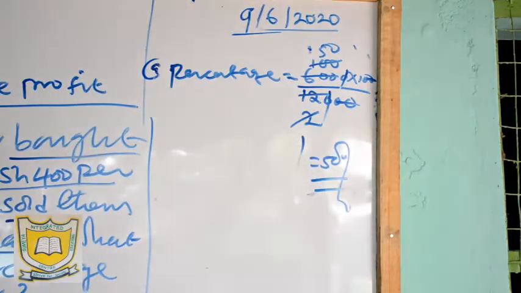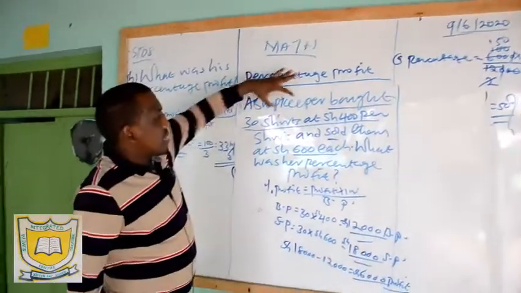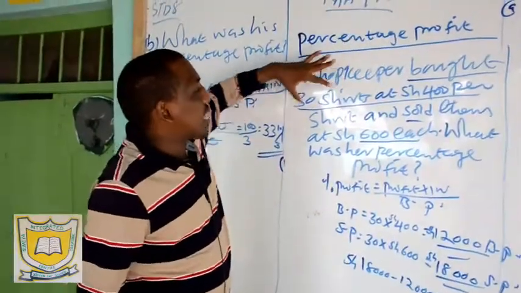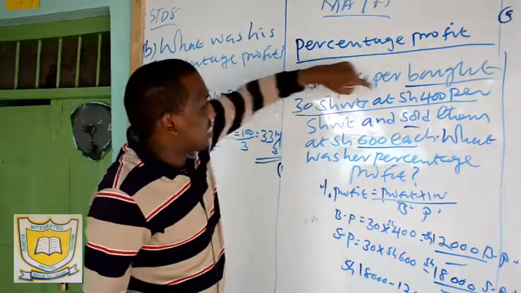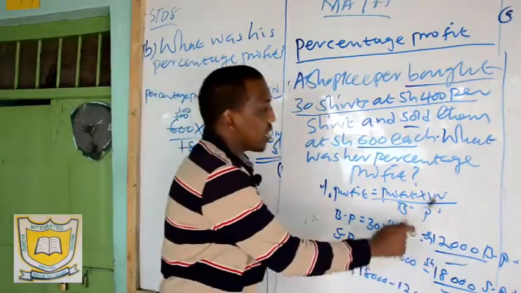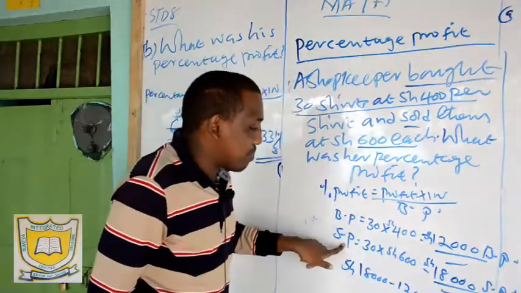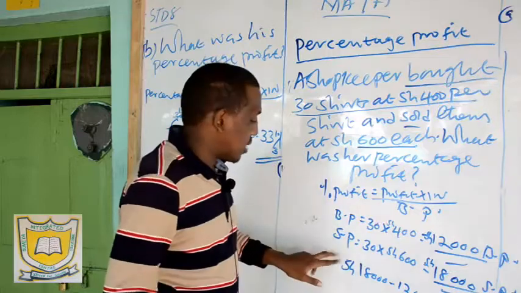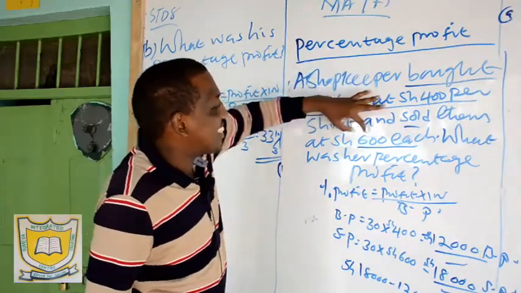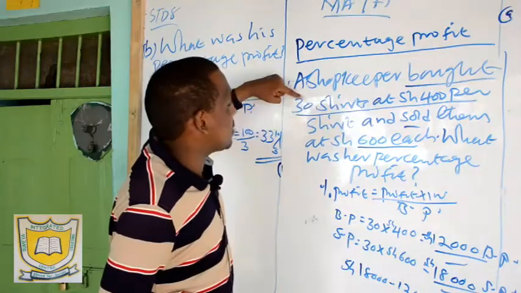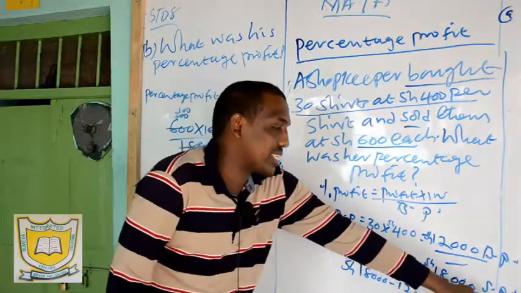That is how we get that answer. So you will get 50%. A shopkeeper bought 30 shirts at shillings 400 each. Here you multiply. So you say 30 times 400, you will get 12,000. That is the buying price. He later sold them at shillings 600 each. Each means there were 30 shirts. Now, 600 times 30, you will get 18,000, the selling price.